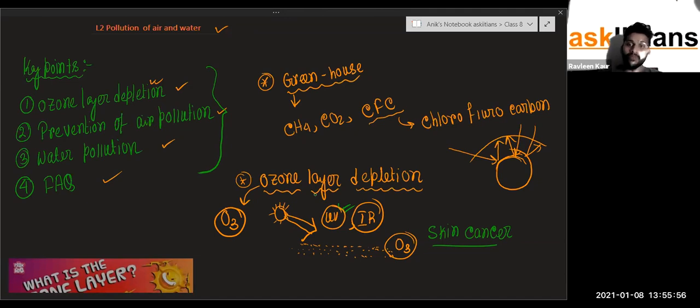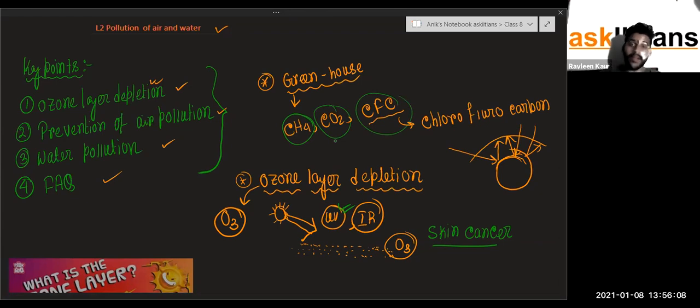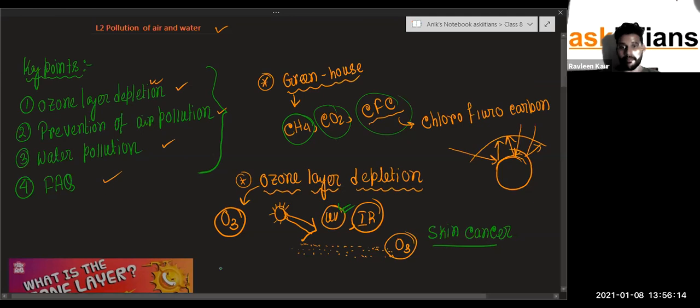Now, due to the formation of different types of gases like CO2, CFC, and other gases like SO2, NO2, these are very harmful gases present in the air, right? These are the reason behind the pollution. Among them, the most important gas is CFC.